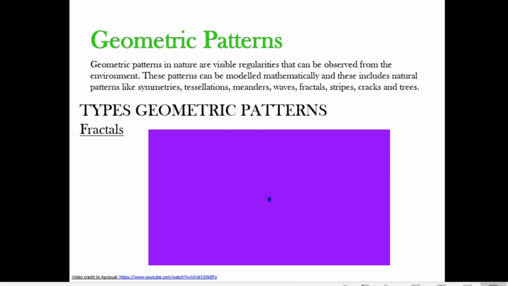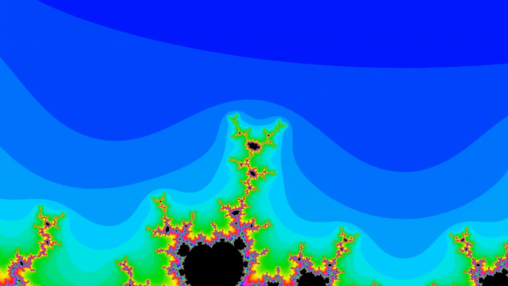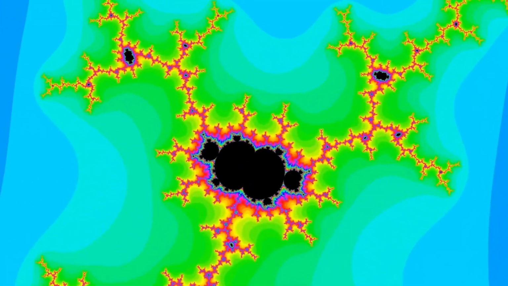Let us move on to the next type of geometric pattern, fractals. Fractals are geometric patterns formed by shrinking or magnifying itself in making it a part of itself. This means that the object with fractal properties looks the same no matter how much you zoom it in or zoom it out.